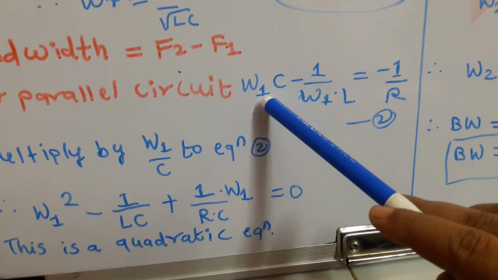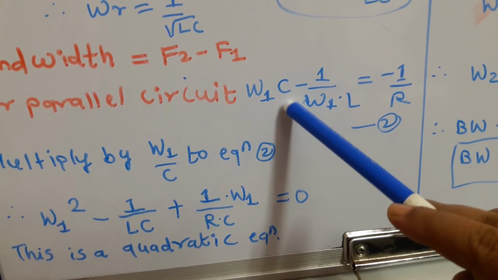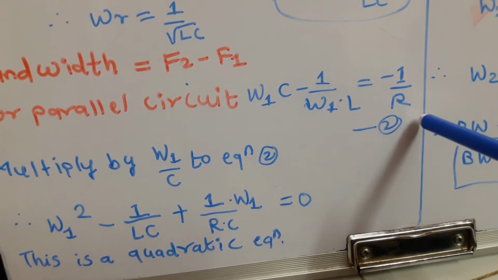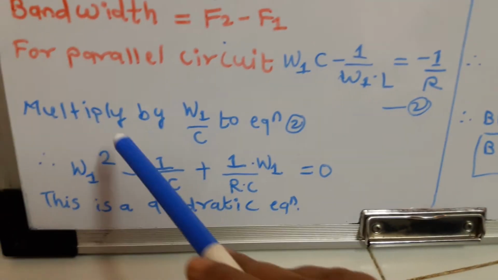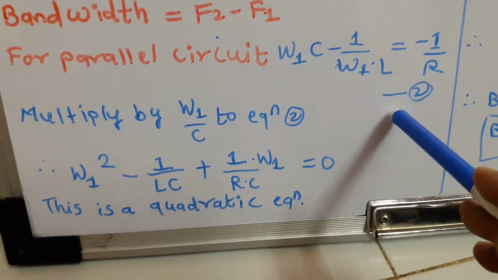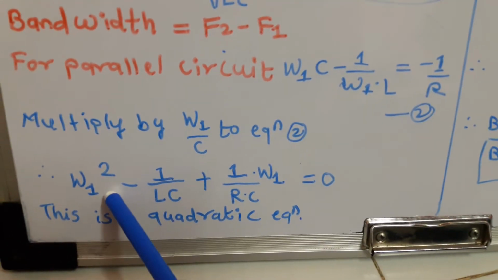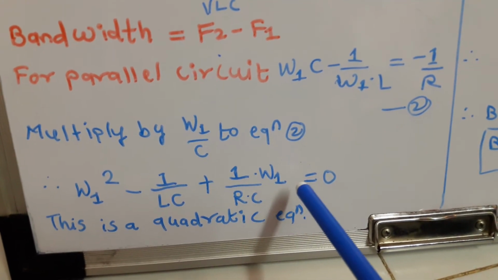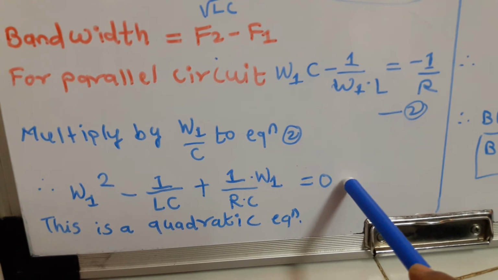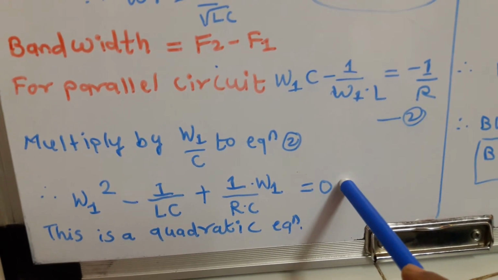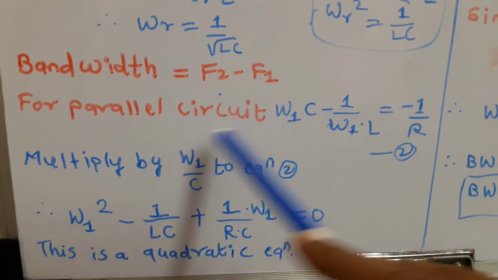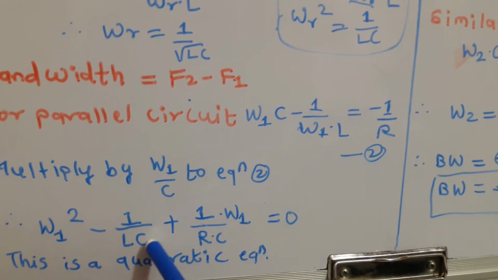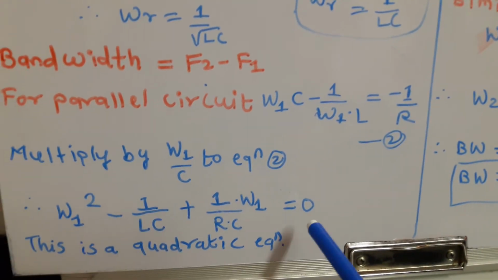So what will happen? We will have ω1 square here, C will get cancelled. Here ω1 will be cancelled, we will have 1 upon LC, and here minus 1 upon RC dot ω1. So we multiply this equation number 2 by ω1 divided by C. We will get ω1 square minus 1 upon LC plus 1 upon RC dot ω1 is equal to 0. Why have we done this? To bring this expression into quadratic form, that is ax square plus bx plus c. So we are getting this form here.